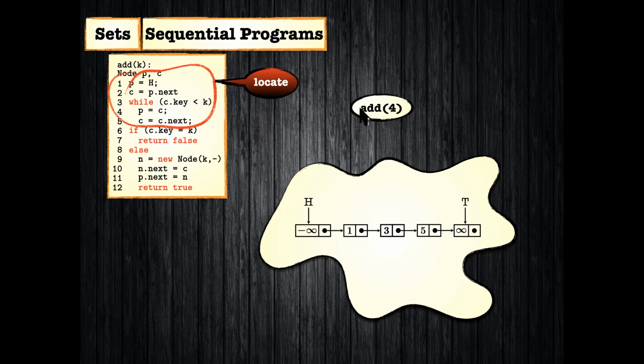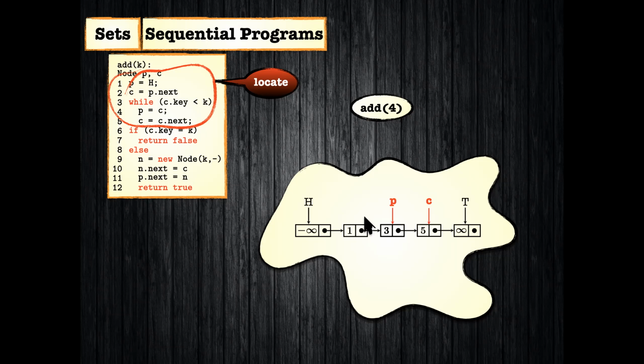If it's possible to insert the value, you do that by locating the first key which is not strictly smaller than the input key, the 4 here. The locate procedure executes this while loop, which looks inside the list and finds the first position which is not strictly smaller than the 4, which will be the position here. Once it has done this, it looks at the current key in the current node. If it's equal to 4, this means that 4 is already there. Otherwise, 4 is not there, and therefore it inserts a new node with the key 4, executing these instructions here.